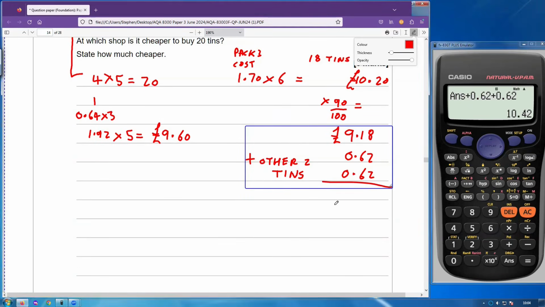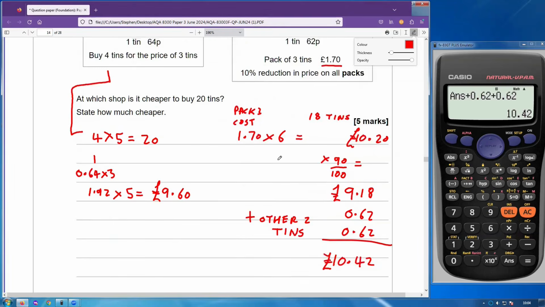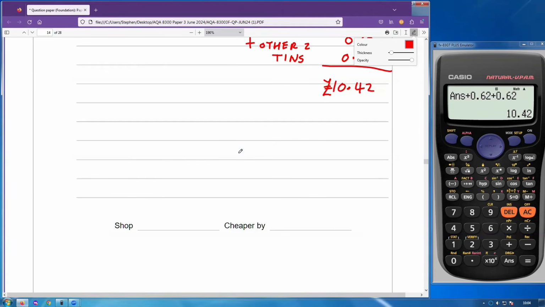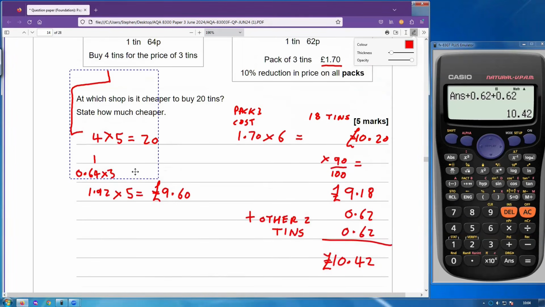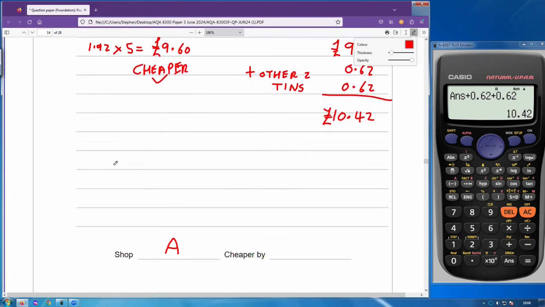£10.42. Okay, that's that one. So at which shop is it cheaper? The first one. So we must answer the question. Shop A. I'll put a tick by it. I'll actually say cheaper, and then we've got to work out the difference. I'll put it down here.